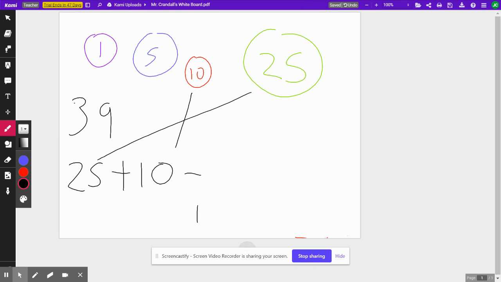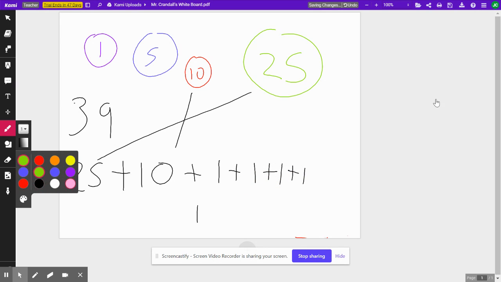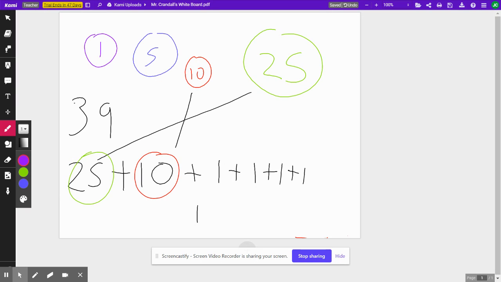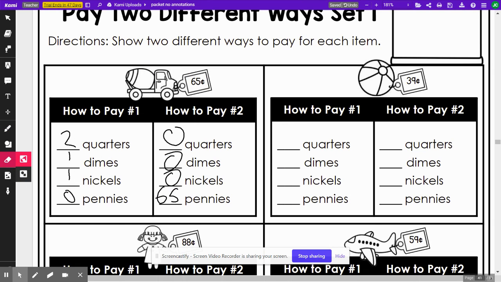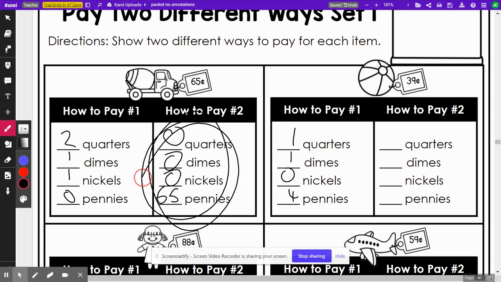So we have our tens, and we need a couple pennies, because we got 35 right here, and then we got 36, 37, 38, 39. So 1 quarter, 1 dime, and 4 pennies. Oops, and no nickels. We didn't have any nickels. So what's another way to do that? We already did the pennies one. That's too easy. So let's do another one.